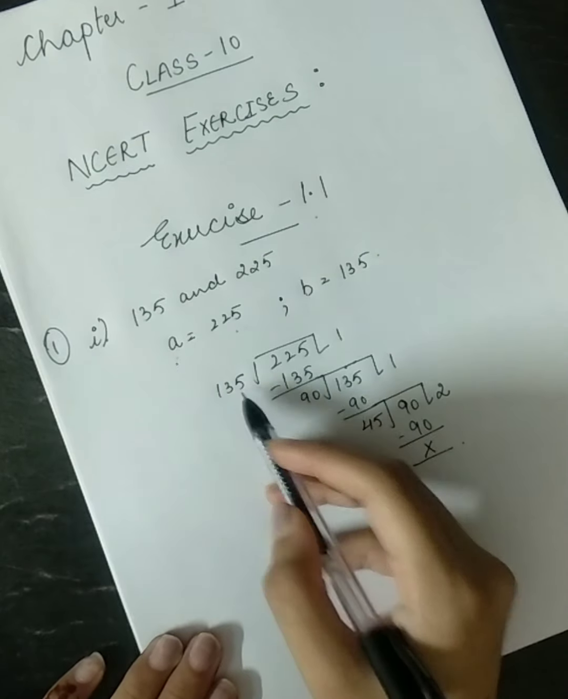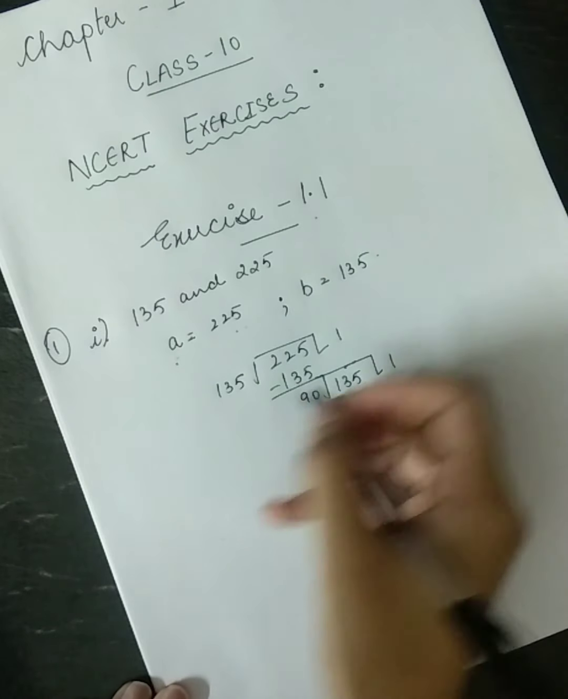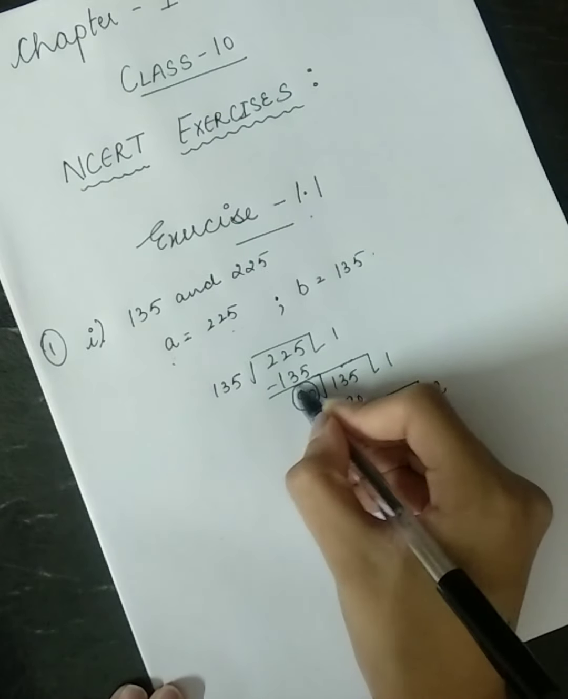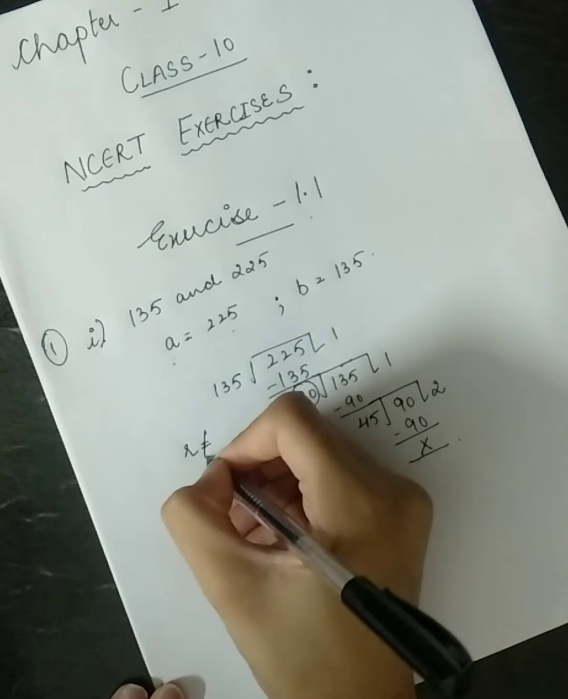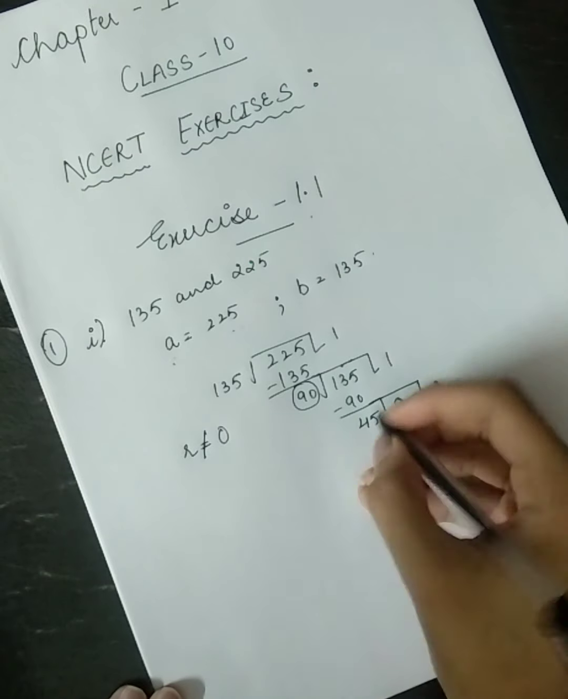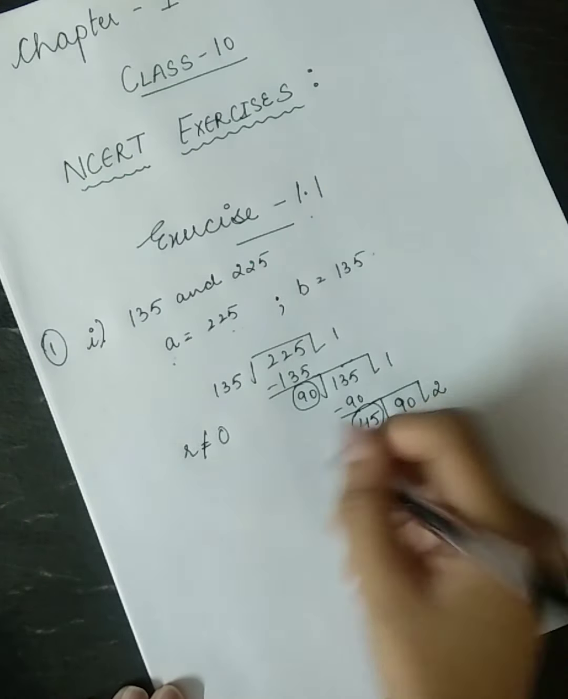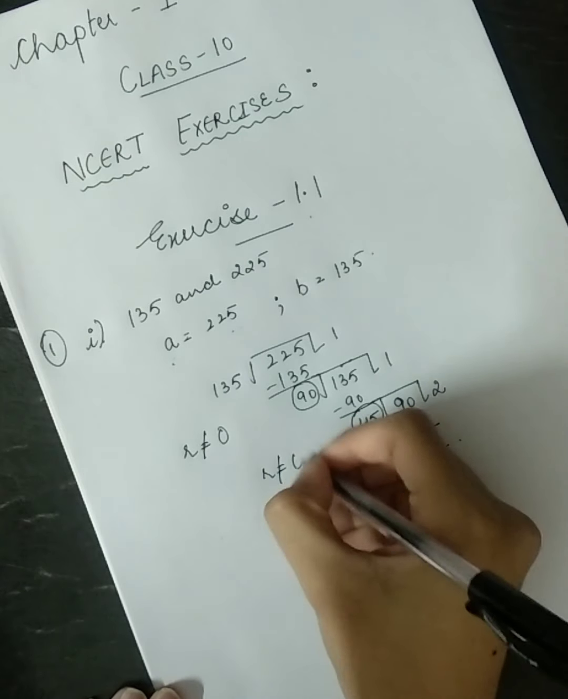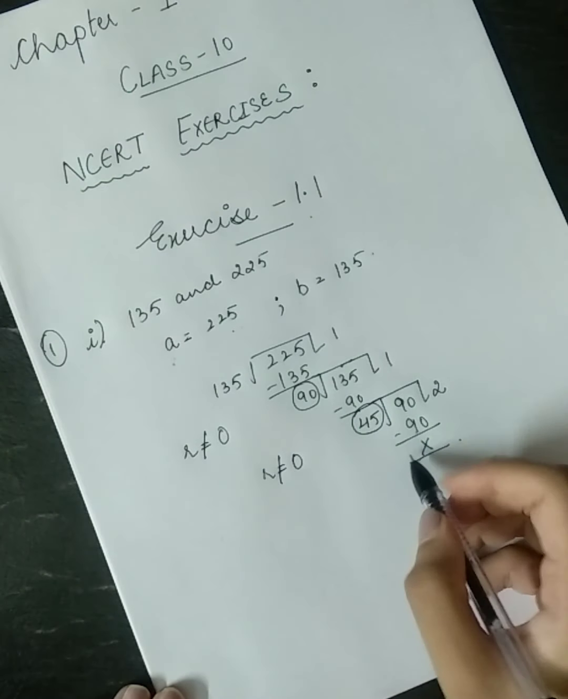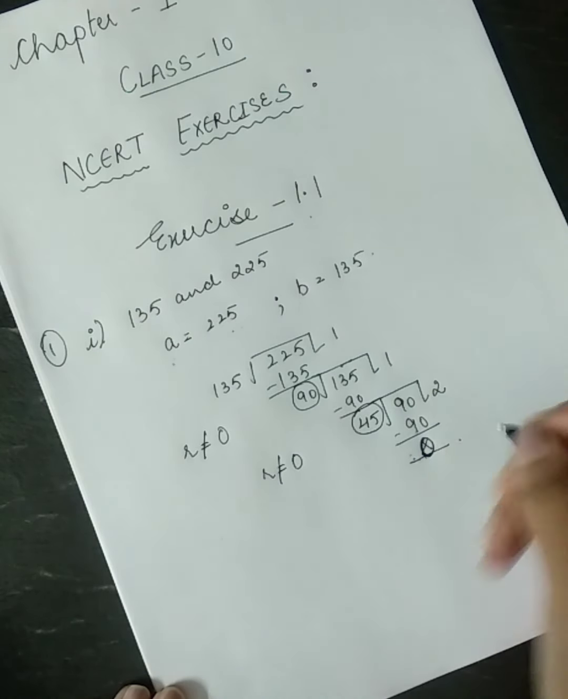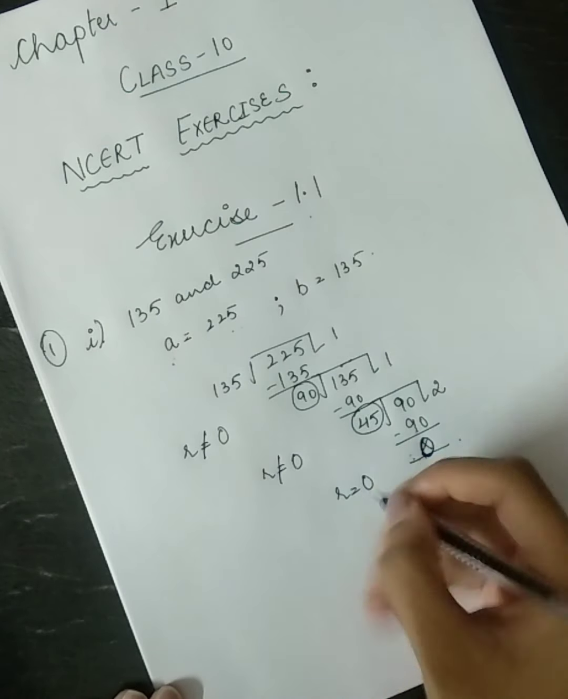Now on each step we have to write. See, here we got our remainder as 90. So here remainder is not equal to 0. Again, on the second step we got a remainder as 45. Again our remainder is not equal to 0. Then on the third step we got a remainder as 0. You can write here 0. So remainder is equal to 0.